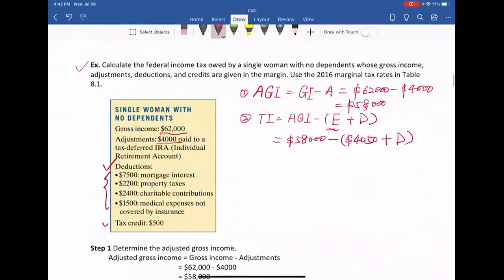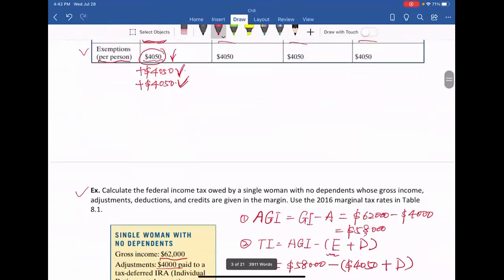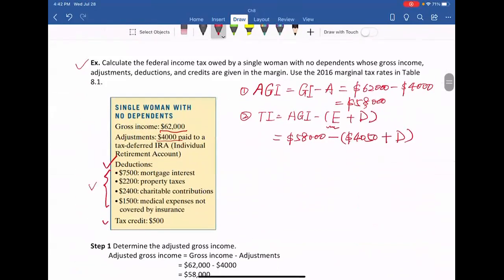Which deduction can we use? The table shows us the 6,300 standard deduction, or the itemized one. Let's see. Only this amount of mortgage interest is already greater than 6,300, so we don't use the standard deduction. We use the itemized one. How much is the itemized deduction?